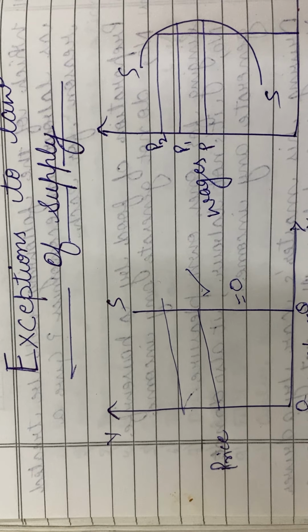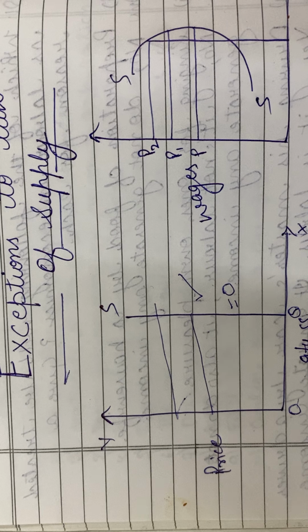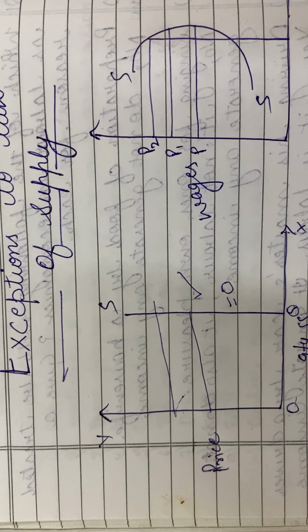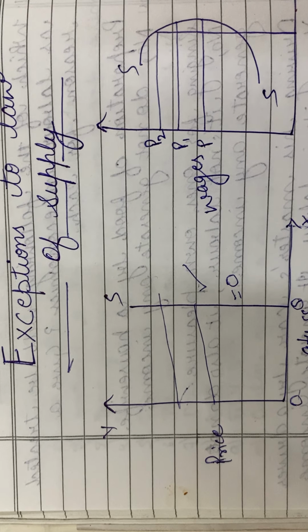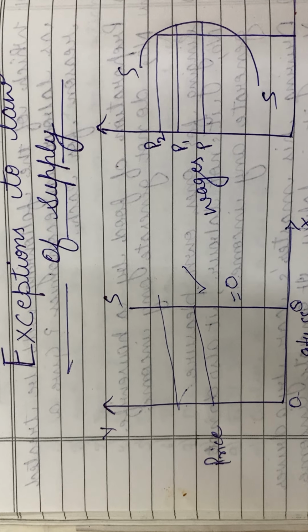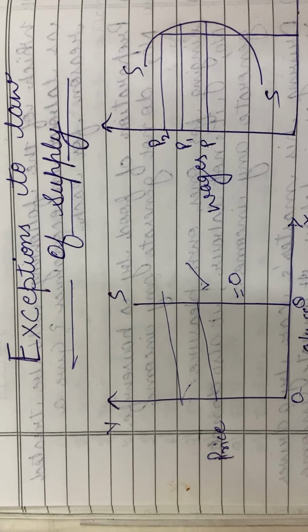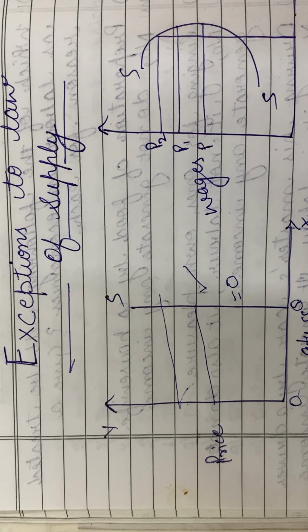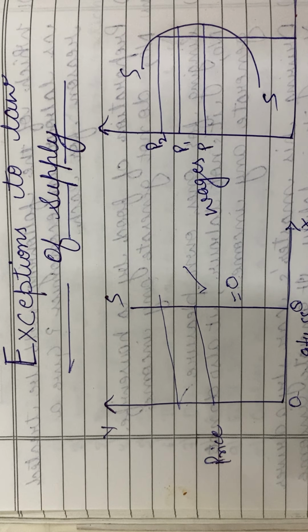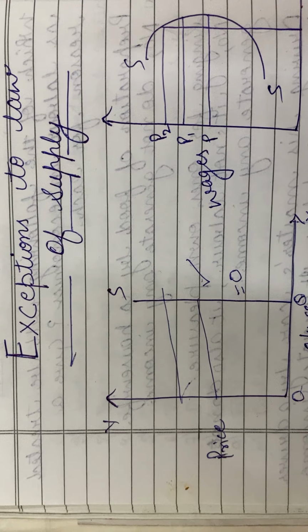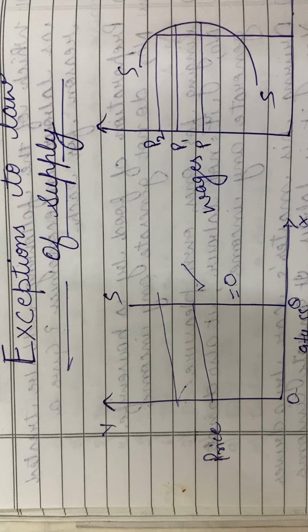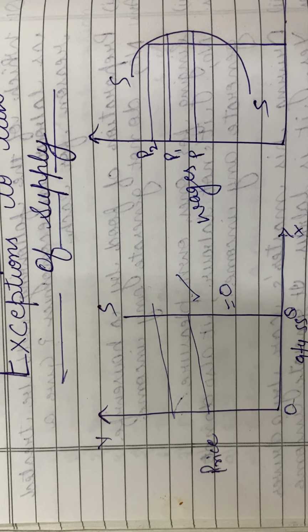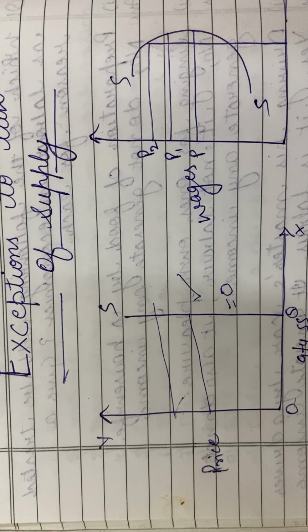It can be in case of agricultural goods whose supply cannot be adjusted to market conditions. For example, a higher price of wheat may not get any response from the farmers because he cannot produce and supply more wheat, because the supply of wheat is almost fixed from one crop season to another. So the farmer cannot increase the supply of wheat even if the price rises.